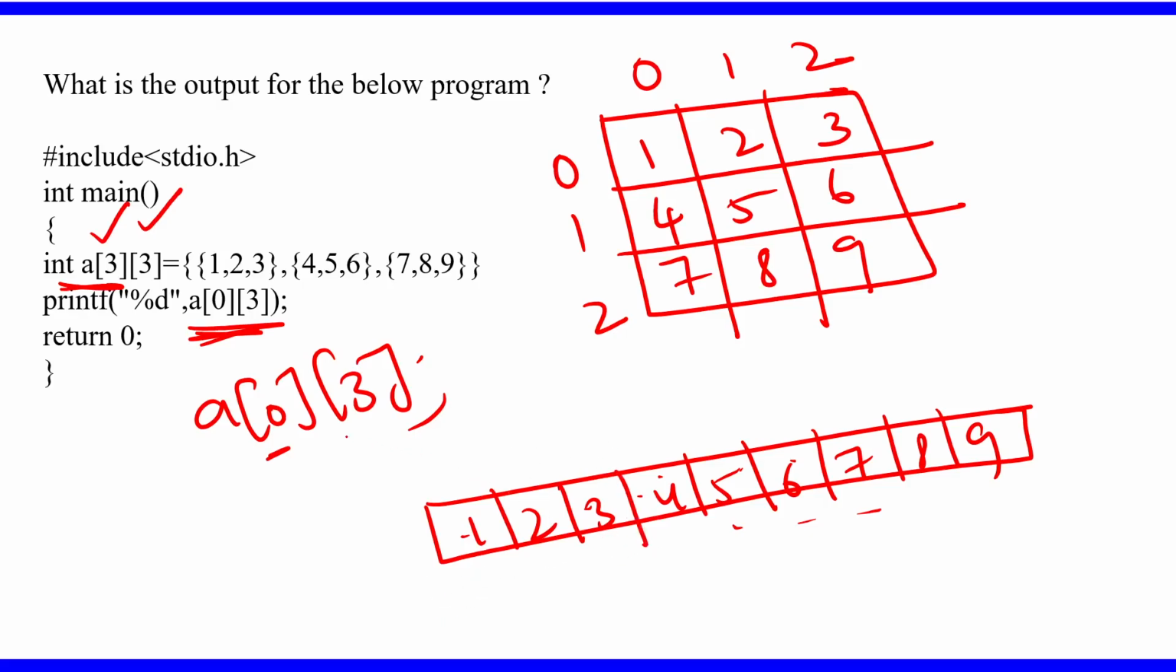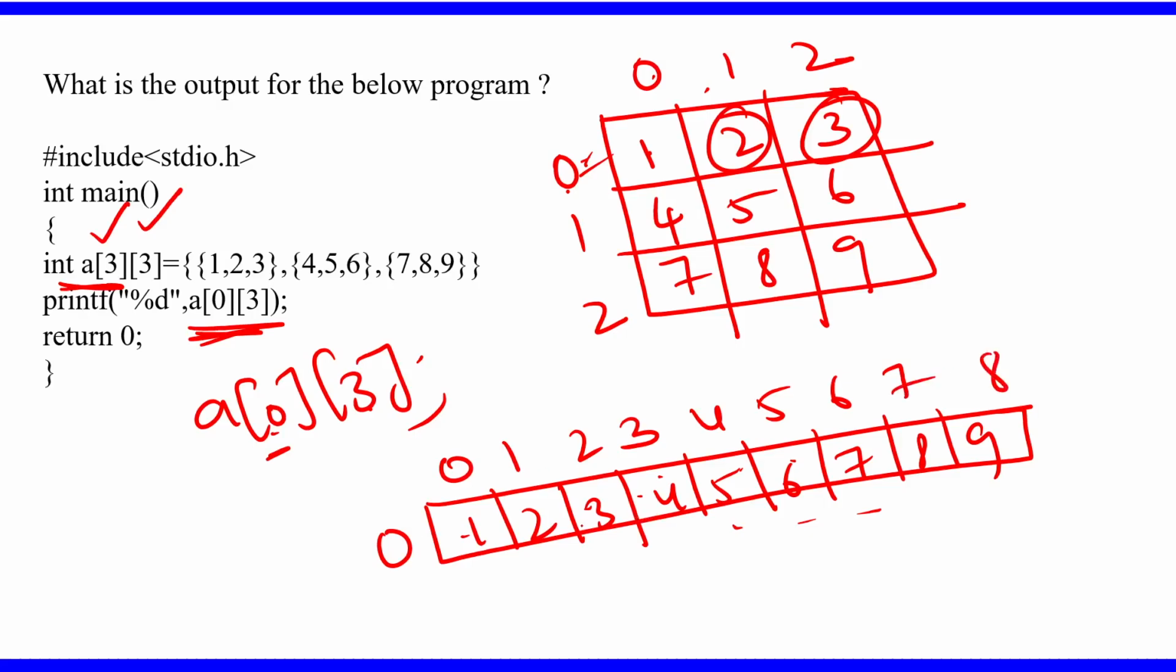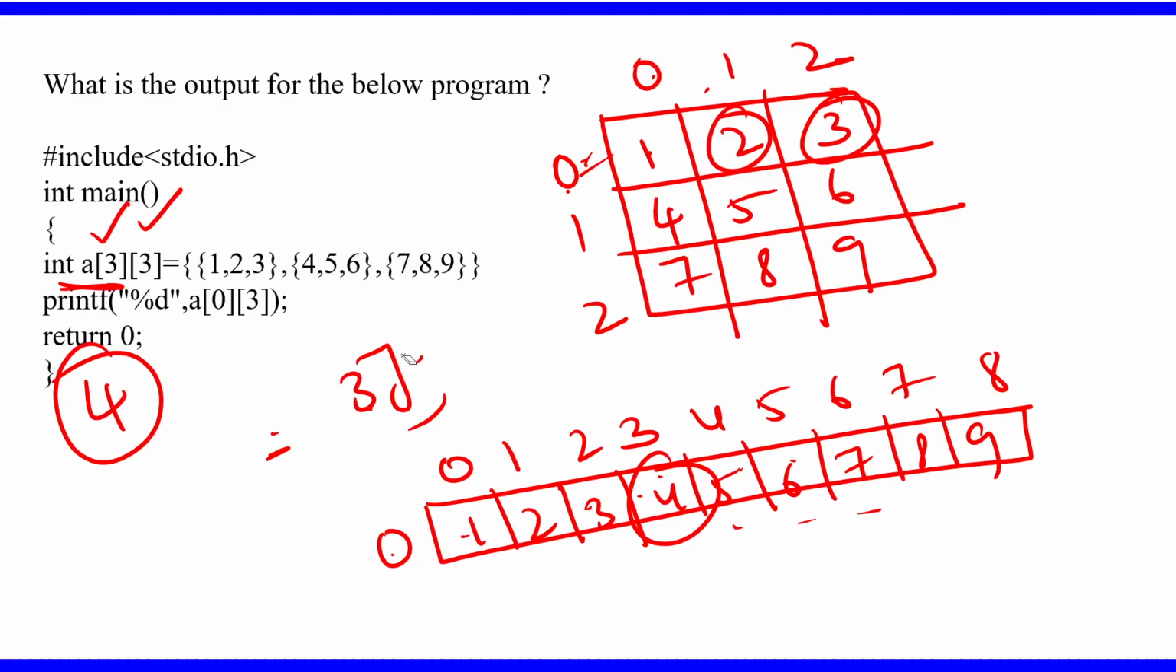Now, when I said 0, 3, indexing 0 means this one. So it will count like this: indexing 0, 1, 2, 3, 4, 5, 6, 7, 8. Now, when you say 0, 3, the answer is 4. It is not an error, it will give the answer as 4. It will count in sequence.